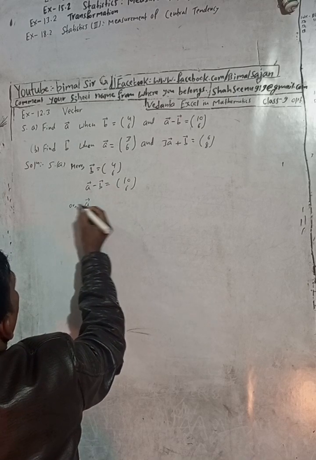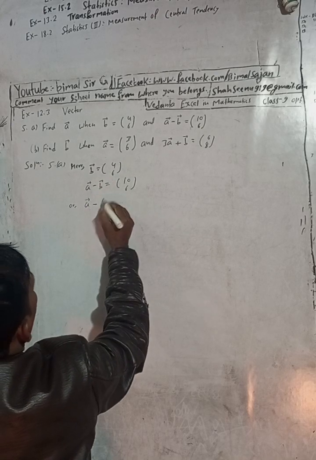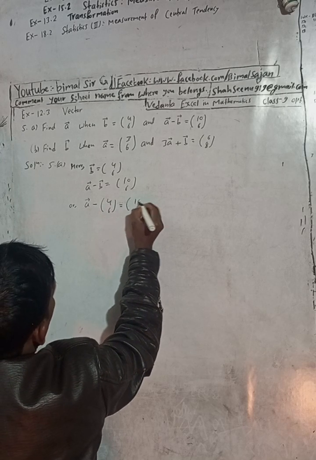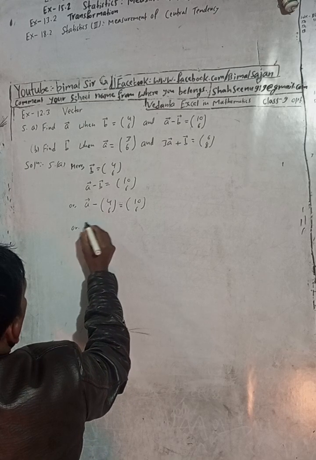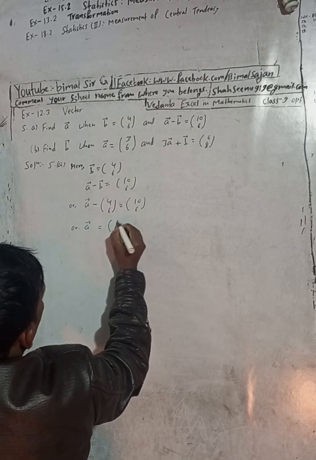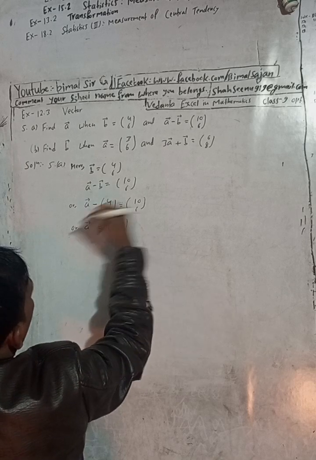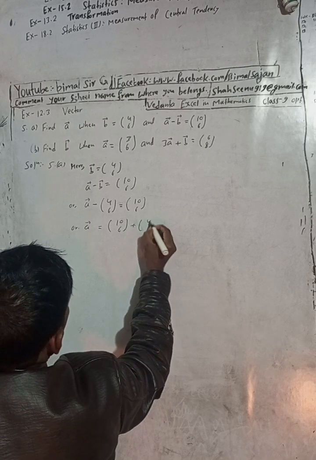A vector minus B vector is how much here? 4, 6 is equal to 10, 6, or A vector is equal to 10, 6, and this minus this vector, when it goes to other side, this will be plus 4, 6.